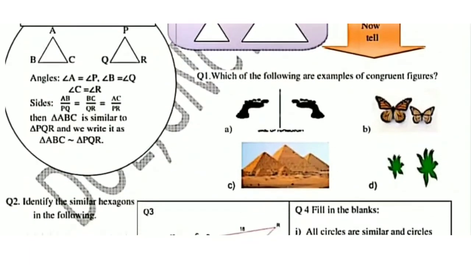So now the first question is: which of the following are examples of congruent figures. In the first option we have footprints. Those are alike, of the same shape and same size, so these are congruent to each other. In part B you have butterflies of different size but same shape, so these are similar. Similarly, in option C we have pyramids of the same shape but different size, so these are similar. Similarly in part 4, these shapes are similar but not congruent, so option number A is congruent.